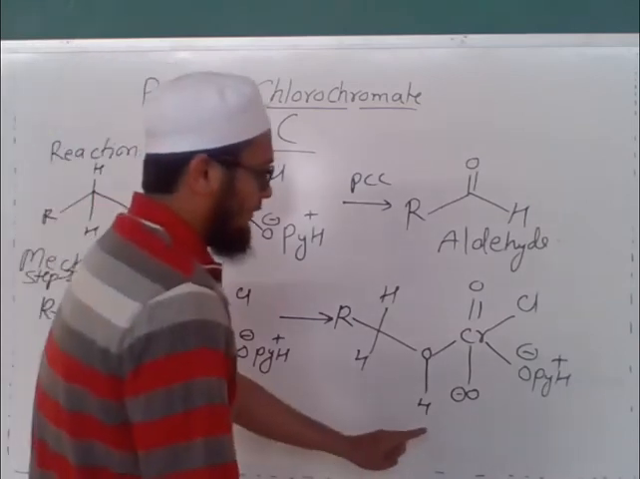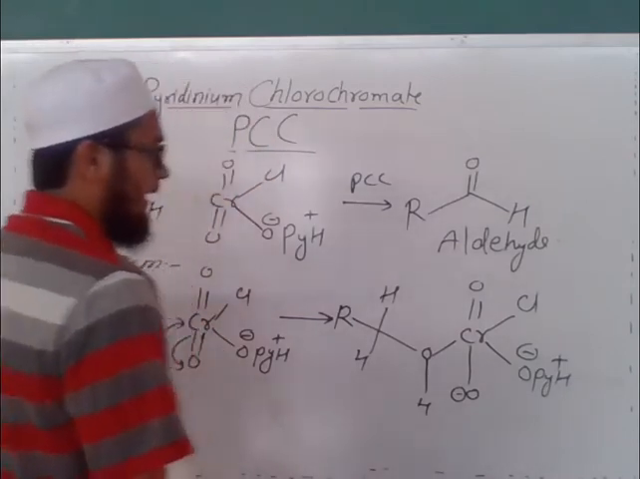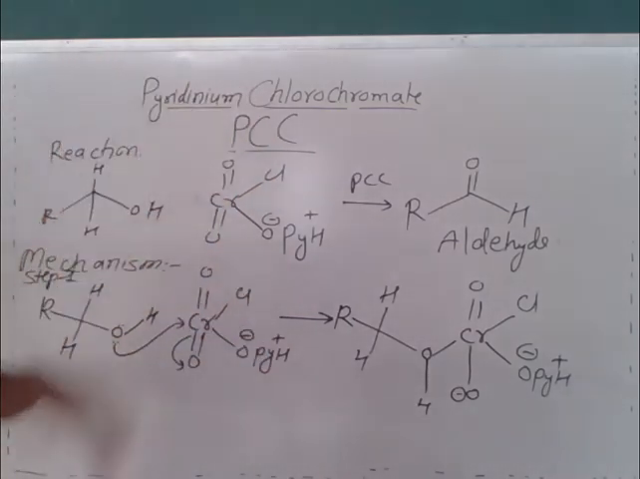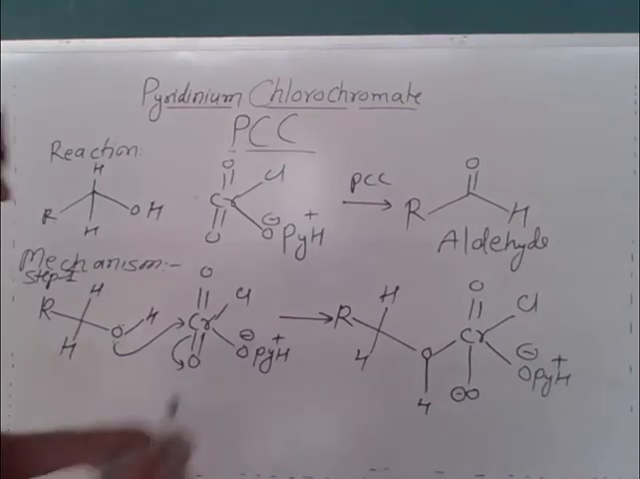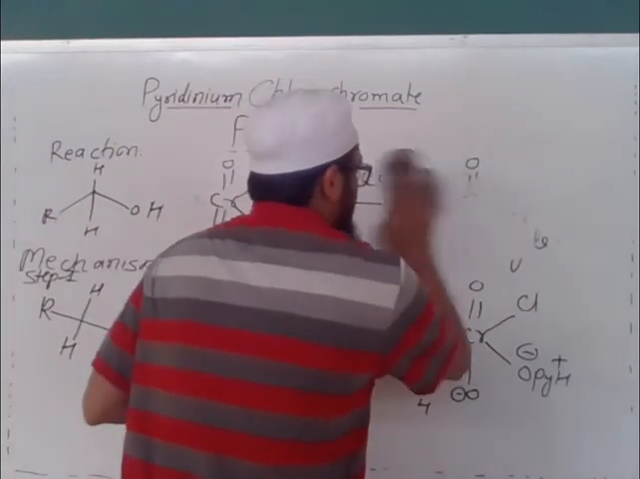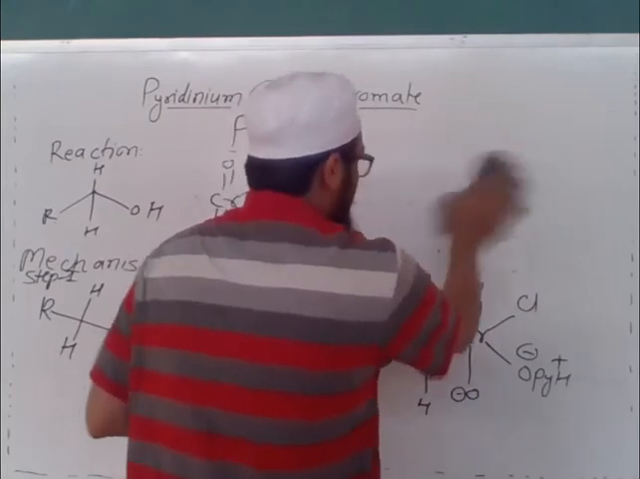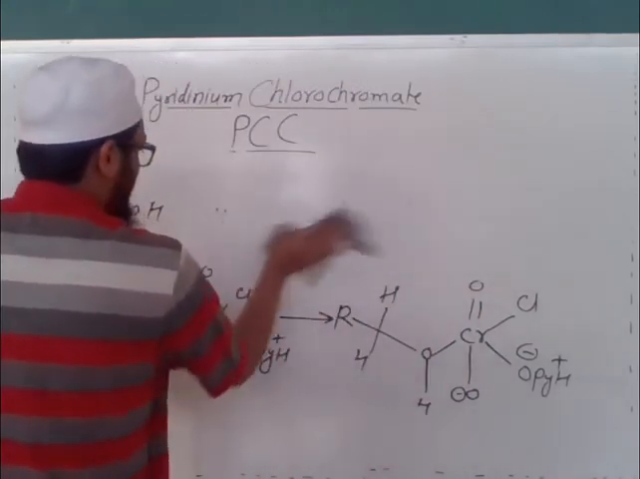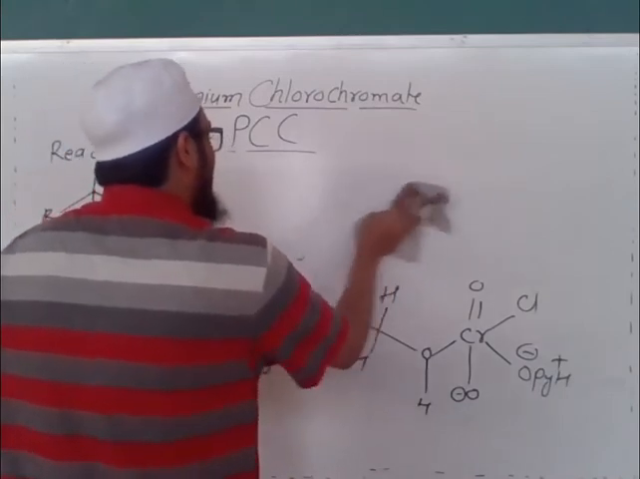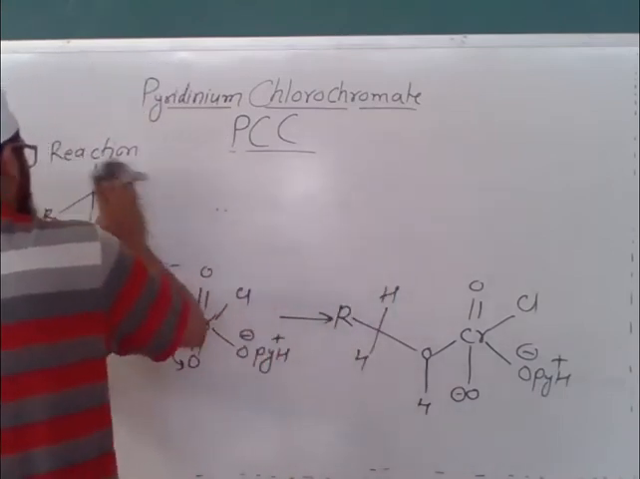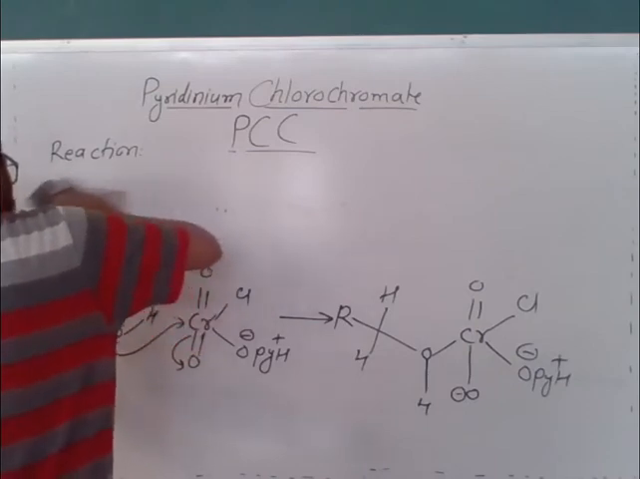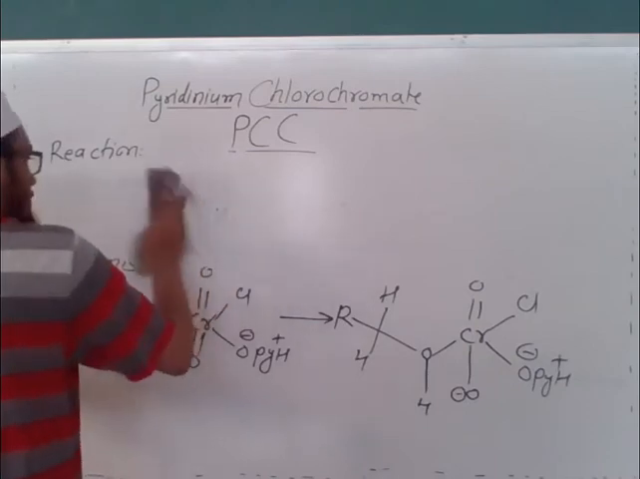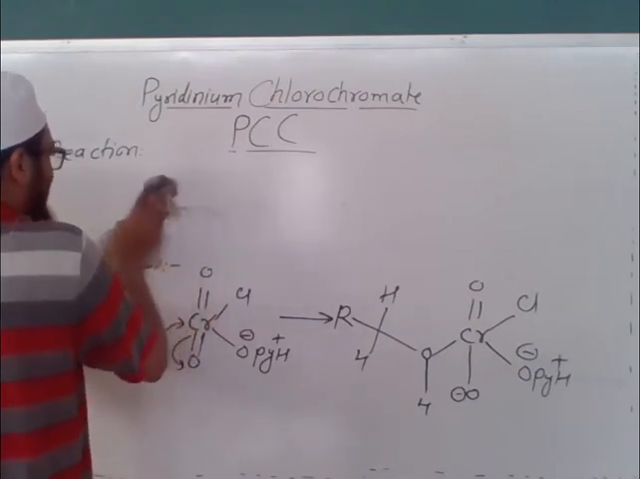So, what will happen in the next step? Next step I will write above on the board because I don't have enough space. You have to write it down in the notebook below your first step, because I don't have space, that's why I am writing above.